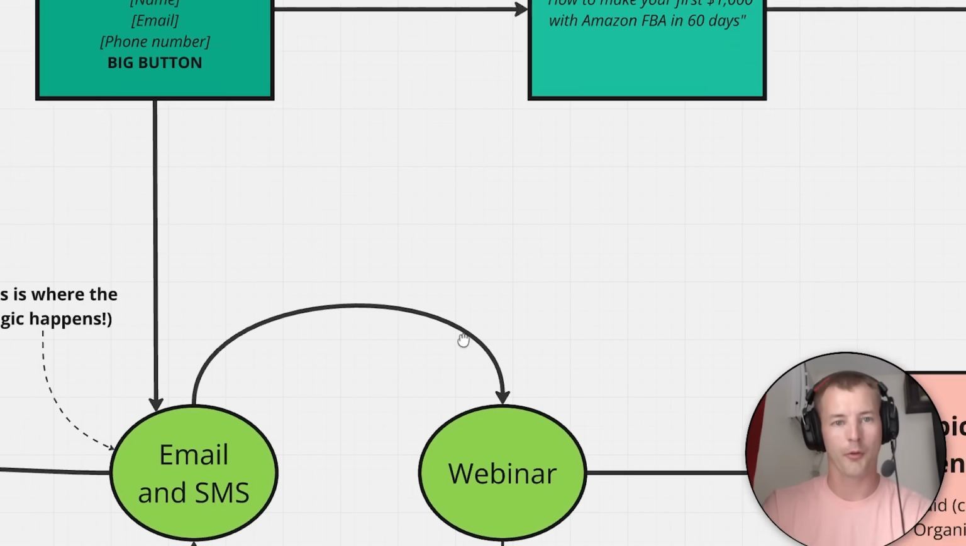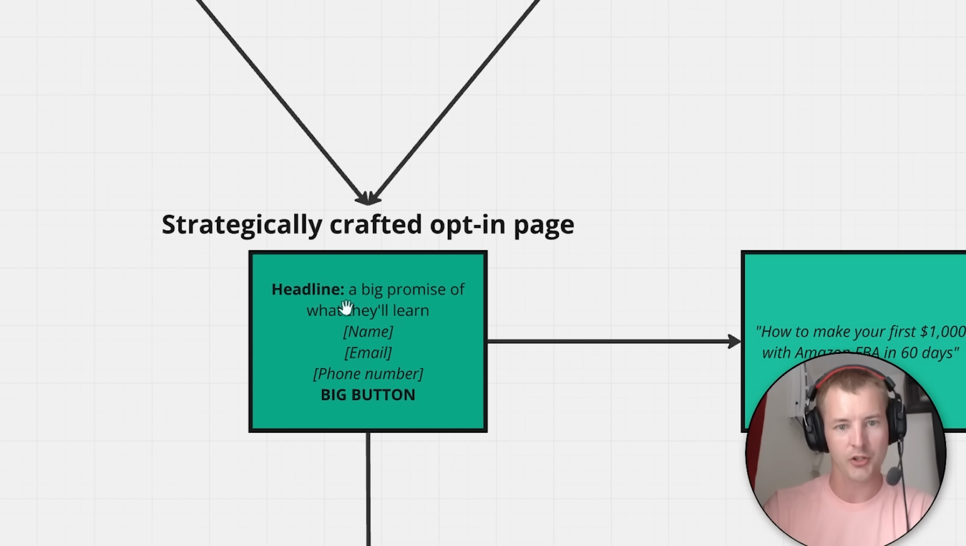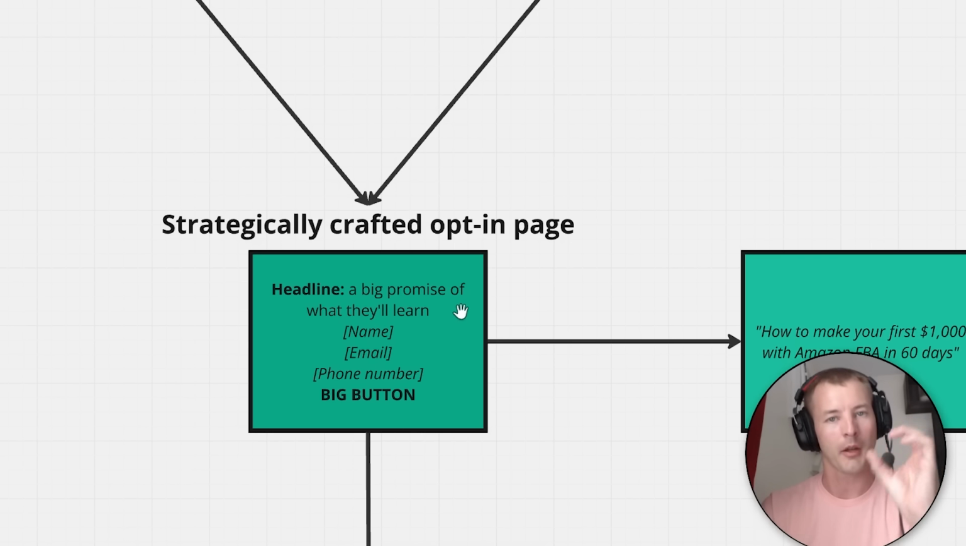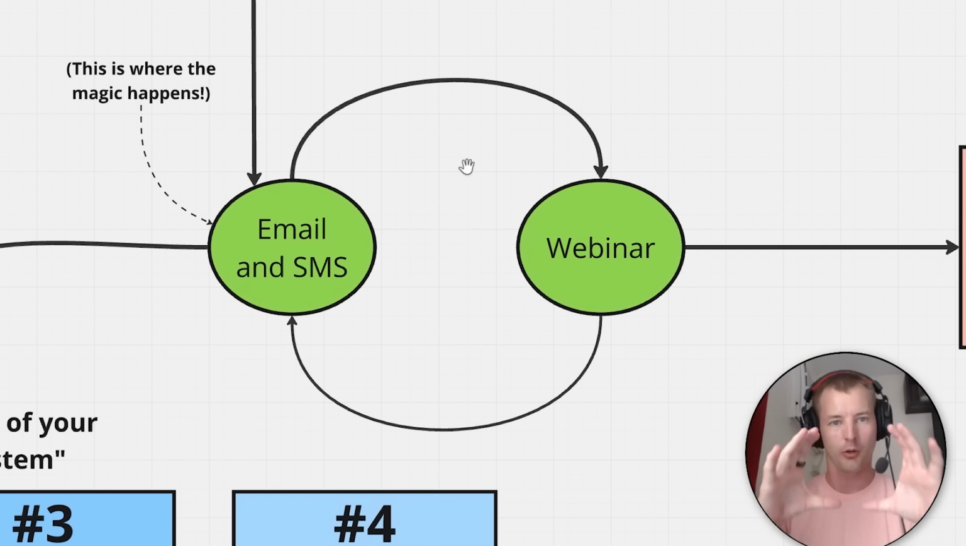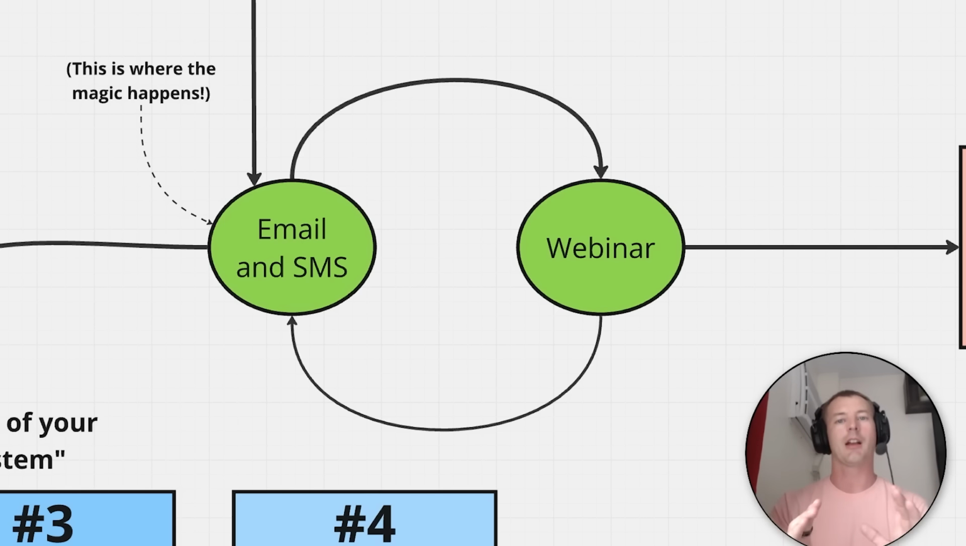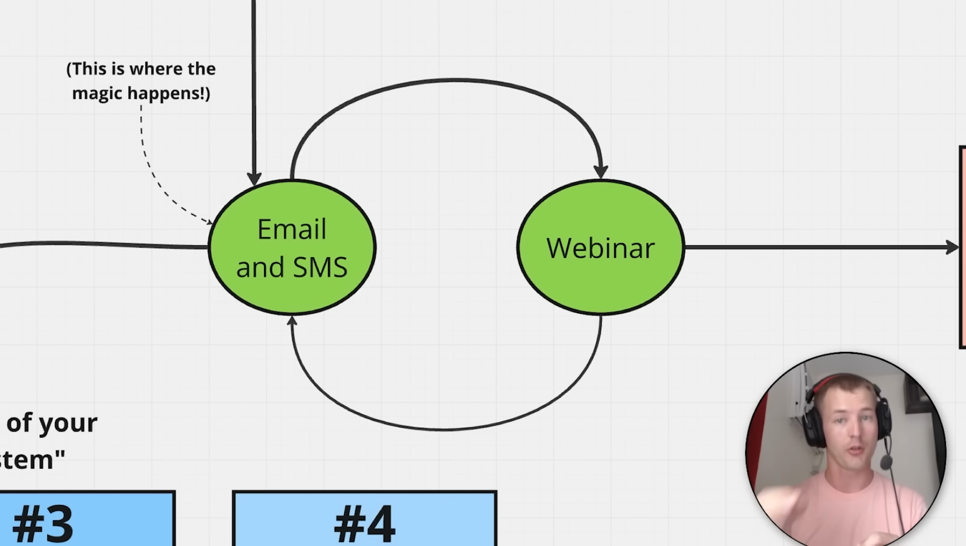All right, so let's just do a quick overview. So you've got some kind of traffic, you're running to your strategically crafted opt-in page. It's just a simple headline with an opt-in form and a big button, and then you're using that to drive them into your own little walled garden, your own little ecosystem, and that's where the magic happens. The purpose of this ecosystem, your email list and your text list, is literally just to get them to watch more of your content, but in a controlled environment where you're not relying on algorithms to do it for you. You're pushing content in front of them, and a core component of that is the webinars, because webinars offer the highest one-on-one engagement and trust building you could possibly get.